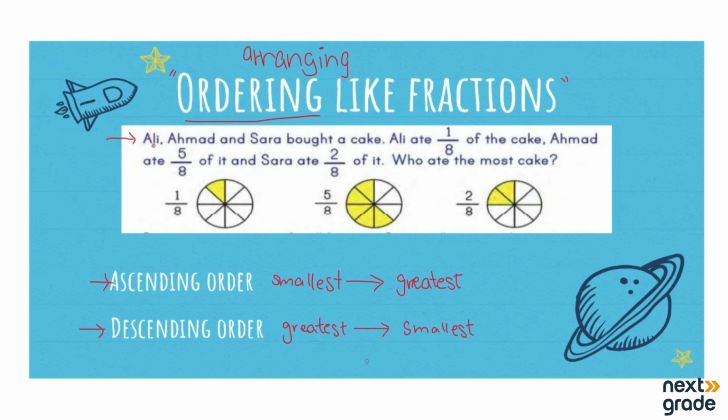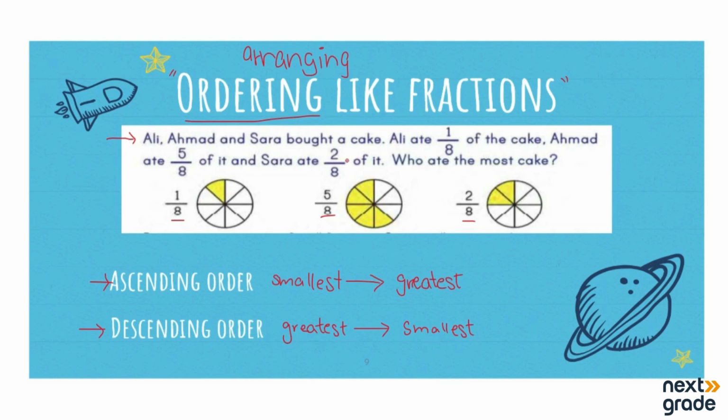Let's read it. Ali, Ahmed and Sarah bought a cake. Ali ate 1/8 of the cake. Alright, so 1/8 portion जो है वो अली ने खाया केक का. Ahmed ate 5/8 of it, और 5/8 जो है that is eaten by Ahmed, and Sarah ने 2/8 portion eat किया. So this is the portion of Sarah. Alright, अब हमने करना ये है कि हमारे पास ये three fractions हैं जो कि like fractions हैं because they have the same denominator.